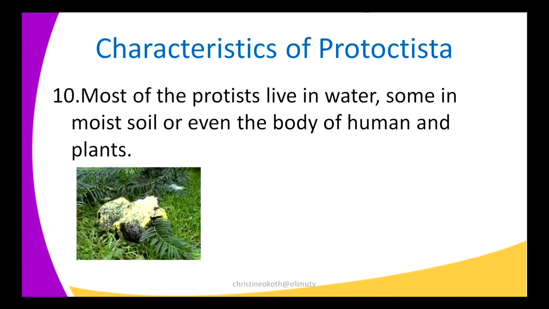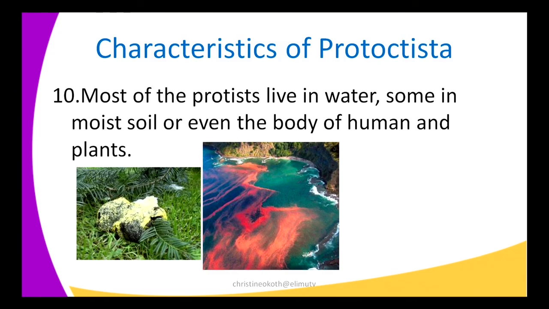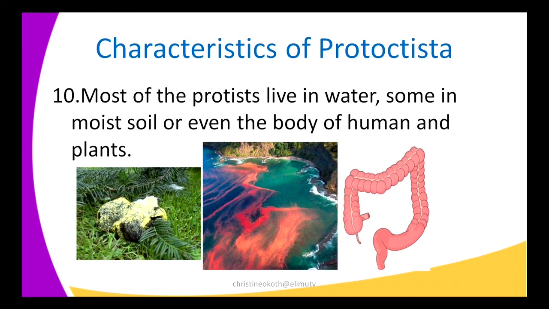Then the other characteristic of Protoctista is that they are very diverse. Most of them live in water. Some of them live in moist soil or even in the bodies of humans and plants. We have an example of a protist living in a moist area. Then we have others that live in large water bodies, an example being the red algae.